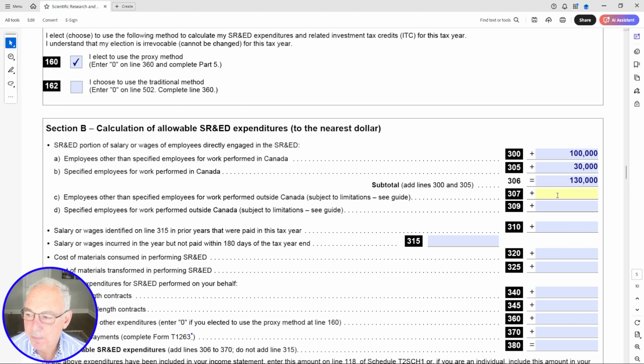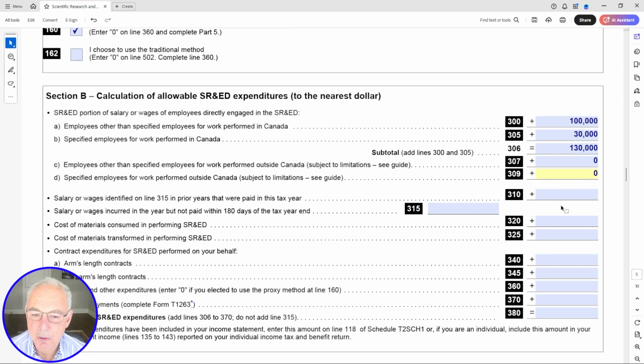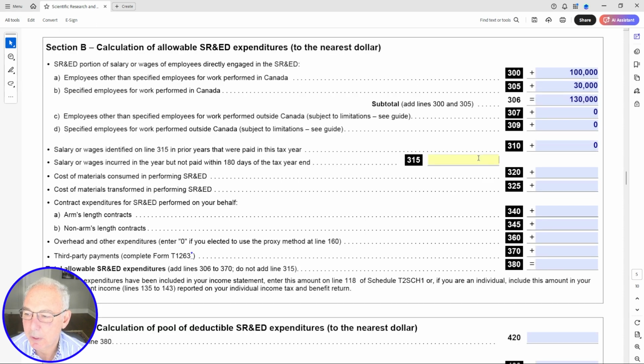Then you could put for work performed outside Canada, but we said we don't have any. And so we'll put that at 0. Salary or wages identified on prior years, we're going to put that as 0. There's a whole bunch of other questions that we're just going to put zeros here. Now, just so you understand, if you leave it blank, the CRA will assume it's a 0, but I like to put zeros in so I know that I've read the question, I've been able to answer it. So I'm going to put zeros in for all of these. Again, if you're questioning, are they 0 or should I put a number in here, it's best to reach out to us because we have the expertise to advise you if it is appropriate to fill these in with non-zeros.